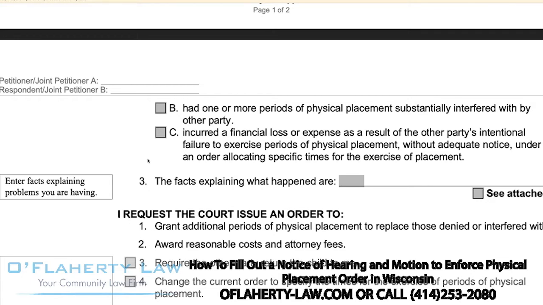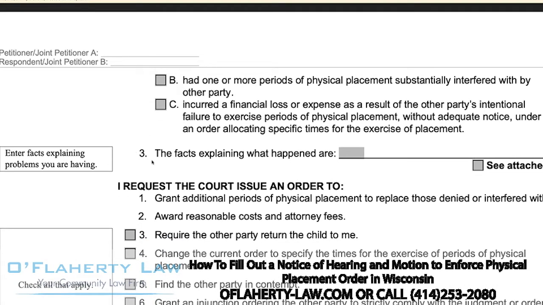So here's the nitty-gritty of it all. Here's your chance in paragraph 3. The facts explaining what happened are. And of course, there's not enough room here to explain much of anything. So you're going to click See Attached, and you're going to open a Word document or do an extremely neatly written, handwritten if you have to, explanation on what is going on. And the clearer and more concise your explanation, the better it's going to go for you.